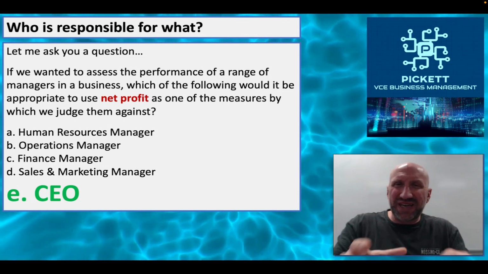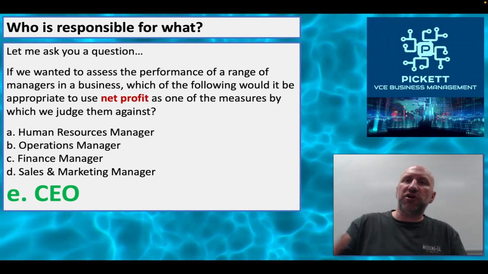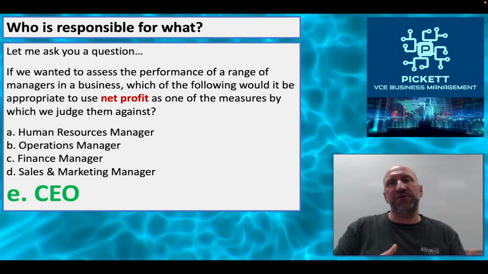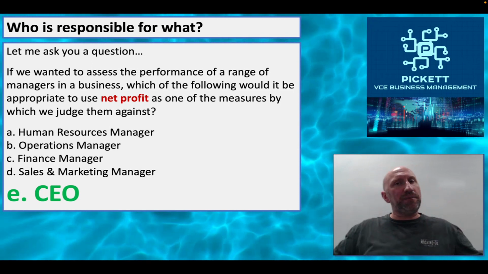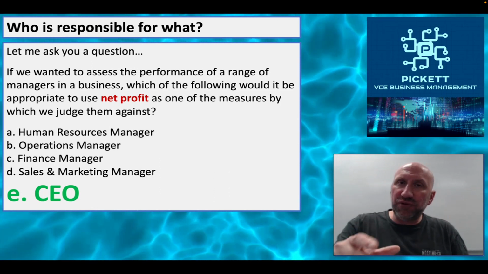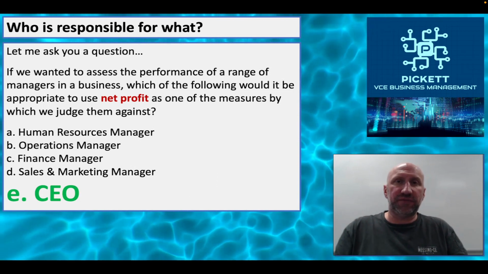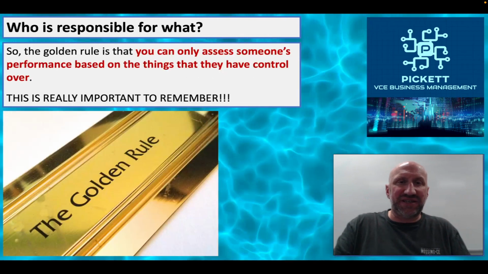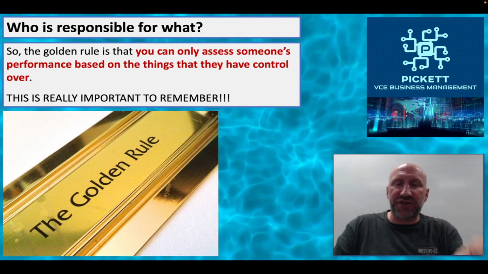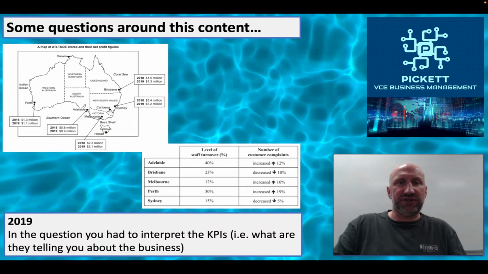So what I'm saying is the way to look at this, when you're using KPIs to measure people or departments, you can only use KPIs which relate to things that they have control over or responsibility for. Profit encompasses everything that happens within a business. Everything contributes to profit. The only person who is responsible for everything is the CEO. Hopefully that makes sense to you. So the golden rule is only assess someone's performance based on the things that they have control over. That can be really important in some questions.